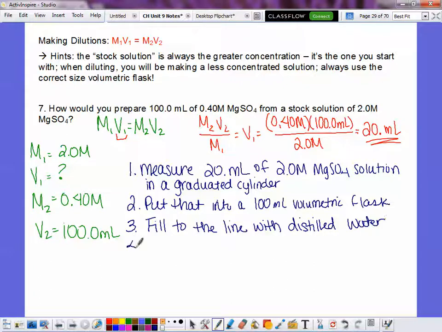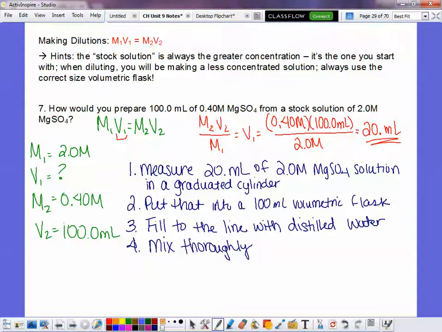And then the last thing is to mix thoroughly. All volumetric flasks have caps or lids, or stoppers, whatever you want to call them. You'd put the lid on and invert it a whole bunch of times, to make sure that the solution is nicely mixed, and then in this case you'd have 100 milliliters of a 0.40 molar solution of magnesium sulfate. Okay. So as you finish writing that down, go ahead and start working on number 8 once you're done writing those things down.